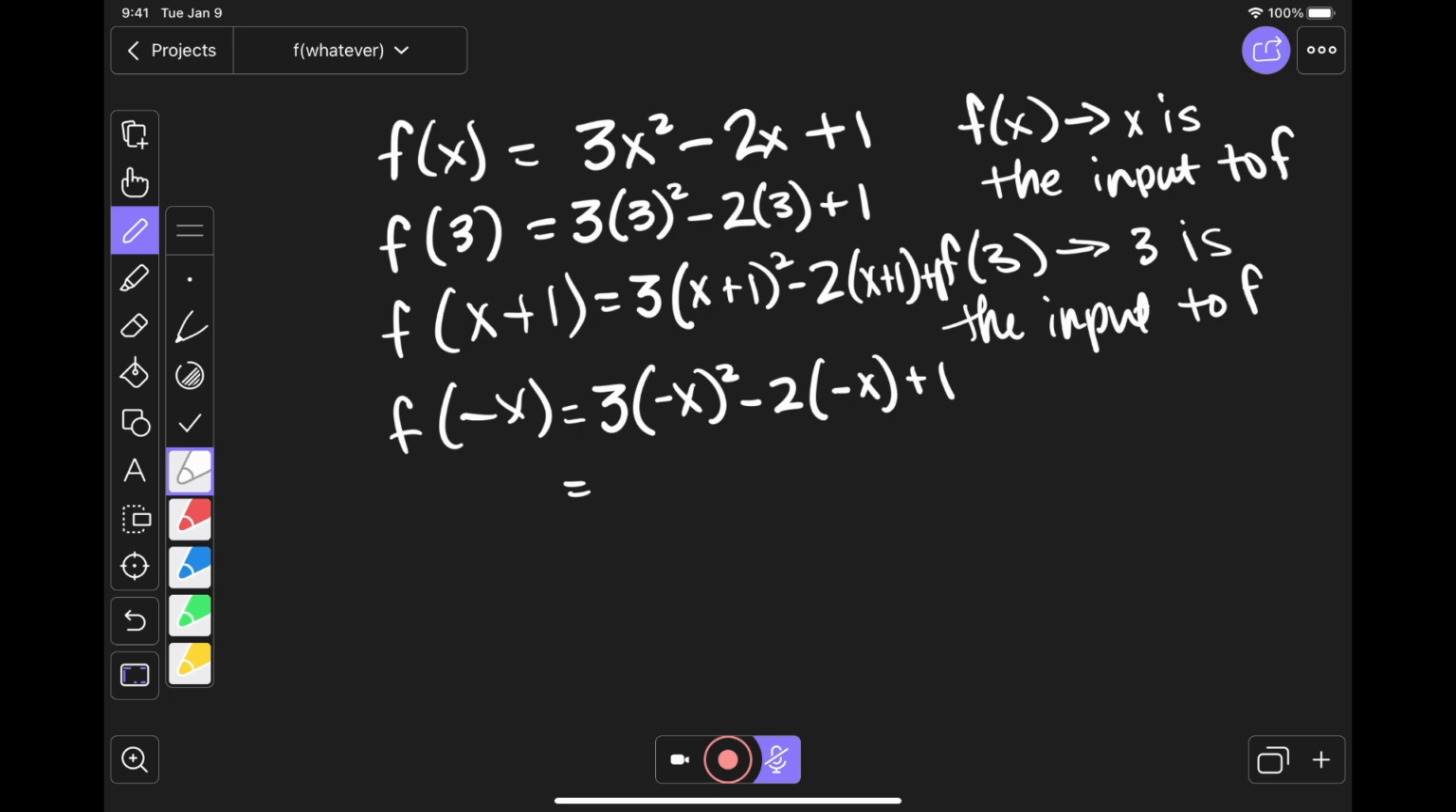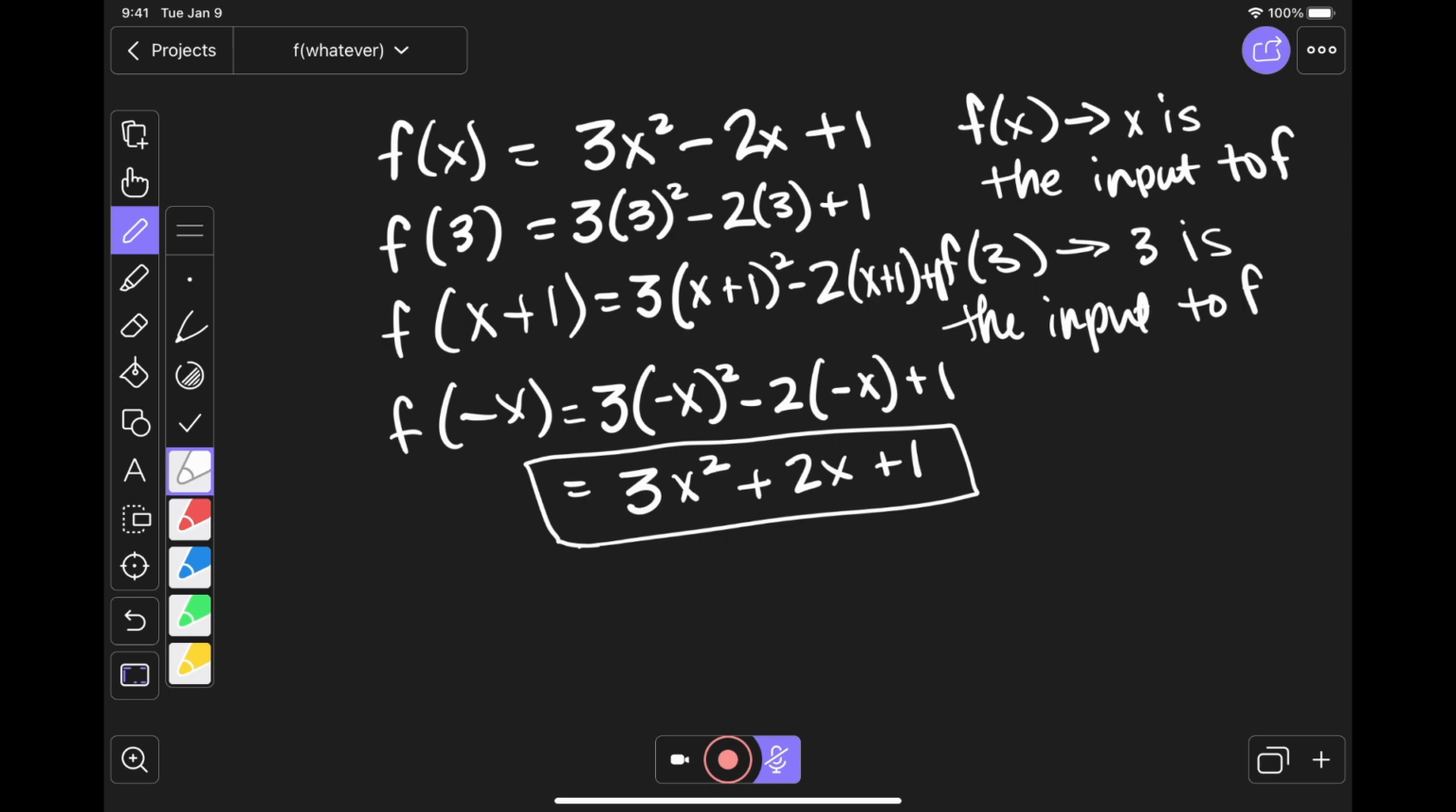So since negative x times negative x is positive x squared, this becomes 3x squared. Negative 2 times negative x is positive 2x plus 1. So this would be your answer. For the last one, I didn't simplify the others, but they should be simplified as well.